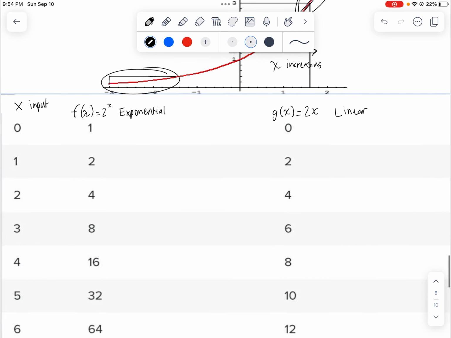There's nothing special about it. You just input the values of x into our exponential, like 2 to the power of x right there. So what is 2 to the power of 0? Because x is 0, 1. 2 to the power of 1, 2. 2 to the power of 2, 4. 2 to the power of 3, 8. 2 to the power of 4, 16.